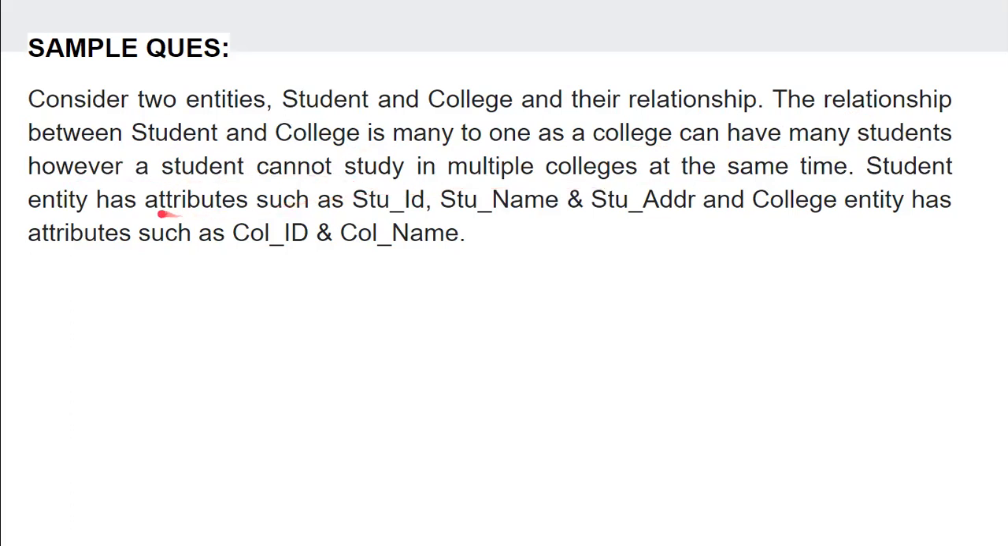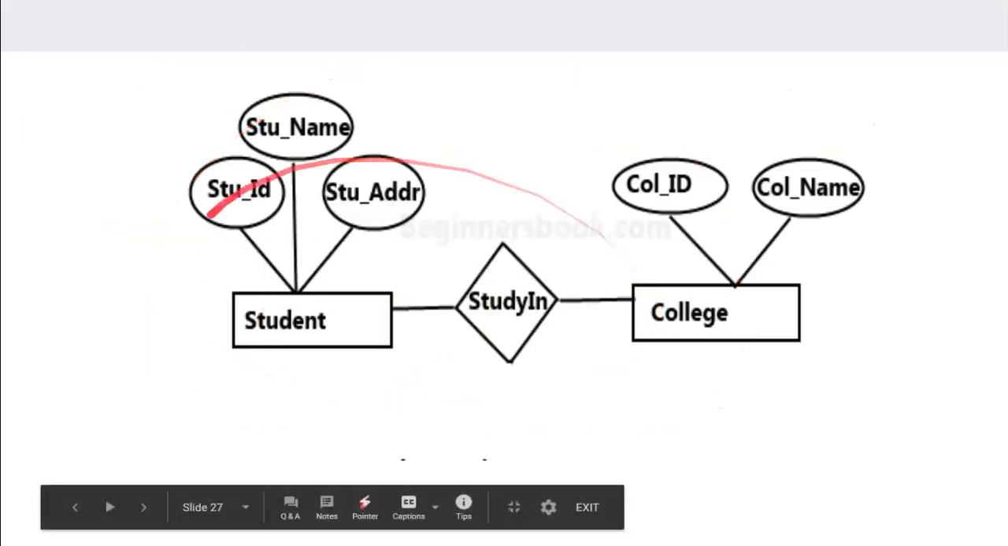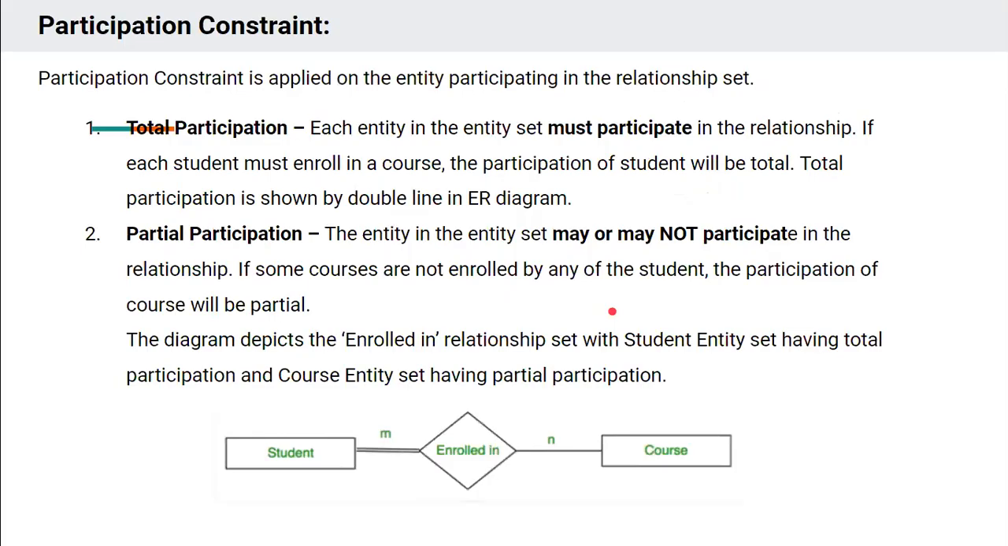At the same time, the student entity has attributes such as student ID, student name, student address, and college ID, and it has these four attributes. This will be the ER diagram that will be drawn for that. Here we are having two entities, the student and the college entity, and here we say student ID, and these are the attributes that are being specified. So the relationship is in this direction.